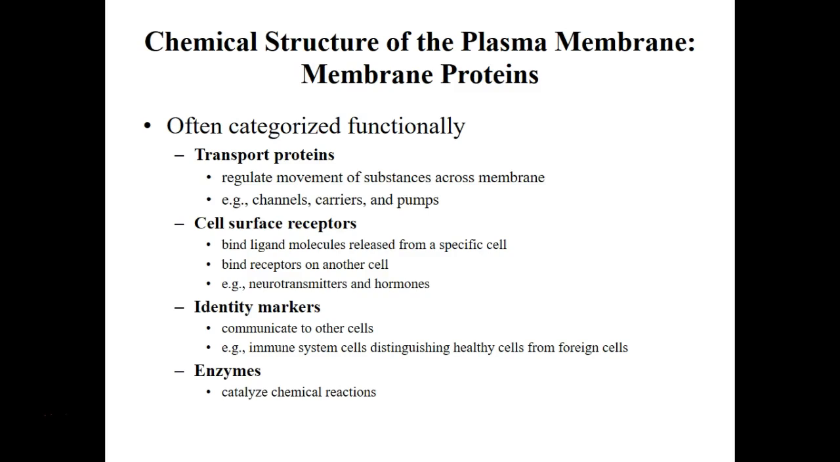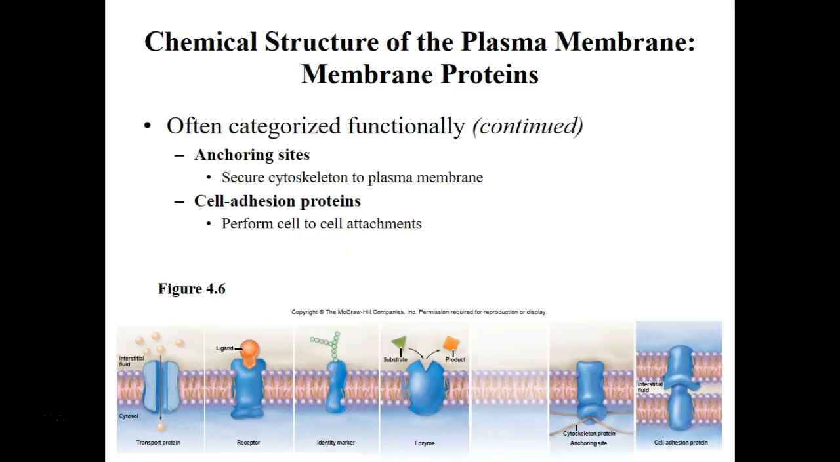We have enzymatic proteins that are embedded in the plasma membrane. A lot of times these are your peripheral proteins that will be found on one side or the other, and they catalyze reactions. We have anchoring proteins. Anchoring proteins are going to attach the plasma membrane to other structures. And then cell adhesion proteins can attach cell to cell.